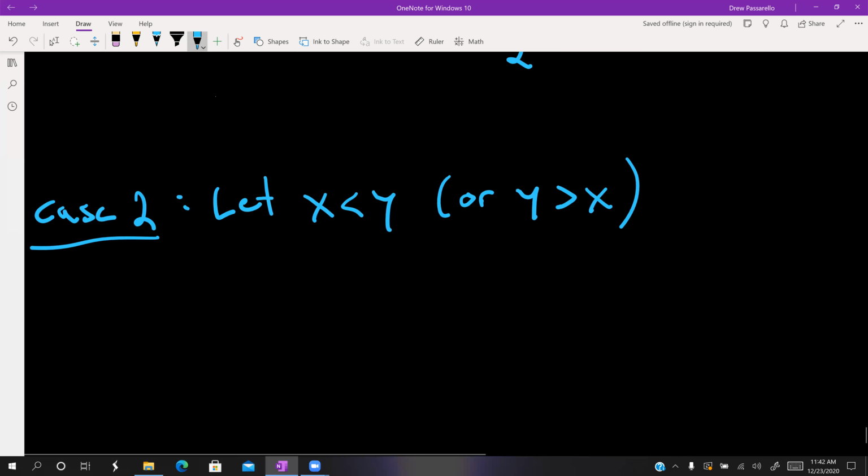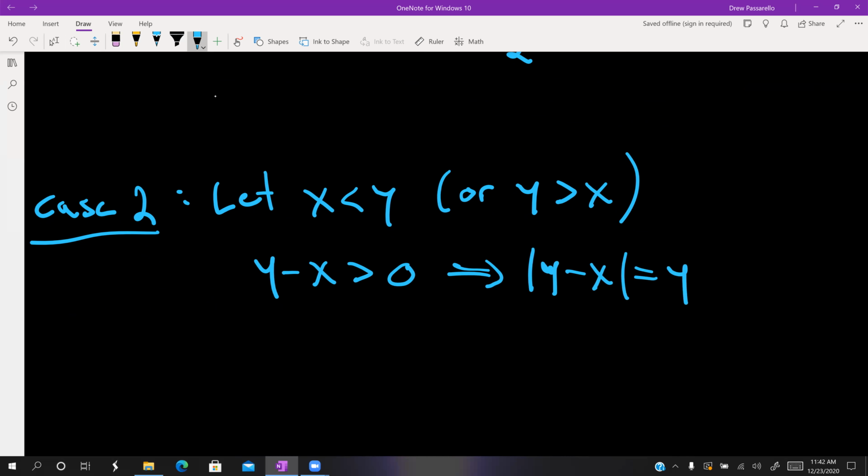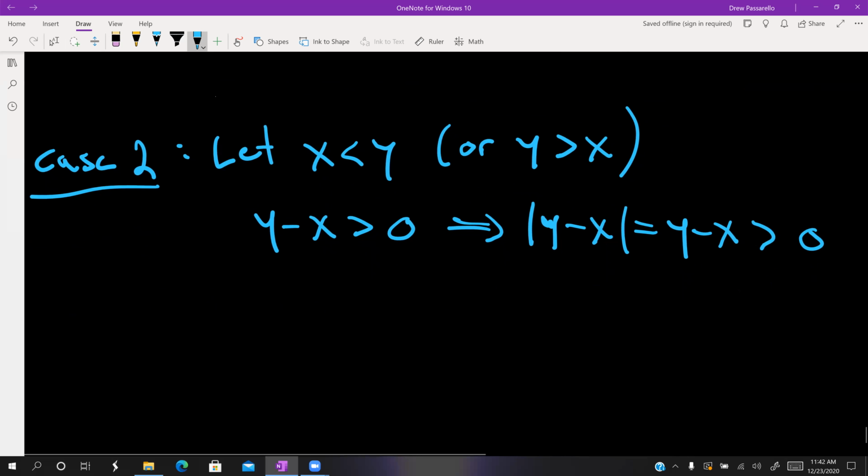So what do we know for this? If y is greater than x, then we know y minus x is greater than 0. And if y minus x is greater than 0, then we know the absolute value of y minus x is equal to y minus x by definition of absolute value. All right, and that's greater than 0. So that's information that's useful. Now I'm going to go into the proof, and it's going to be pretty much like what I did.